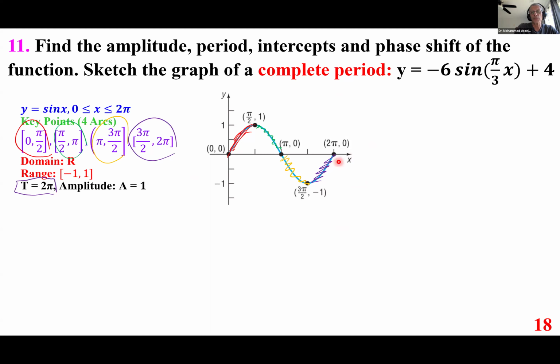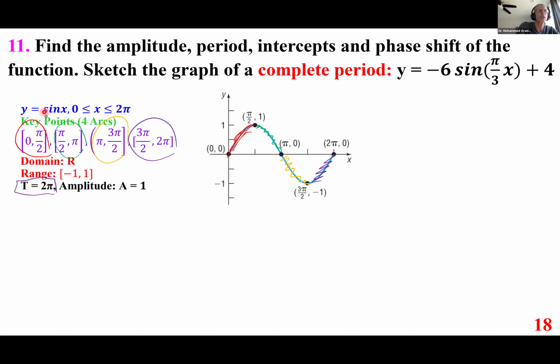domain is all real numbers. This continues indefinitely on both sides. Range is from -1 to +1. Range is limited. T, the period for a basic sine function, is 2 pi radians or 360 degrees. Amplitude is only 1. Basically, the number in front of sine, the absolute value of that.